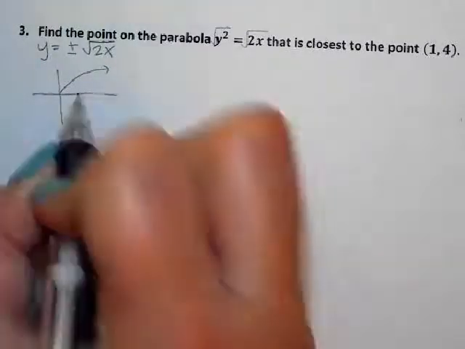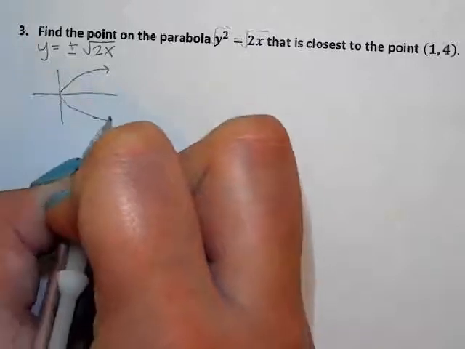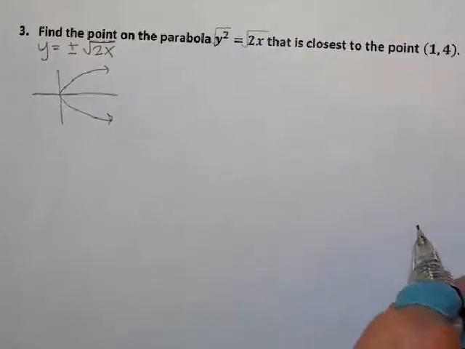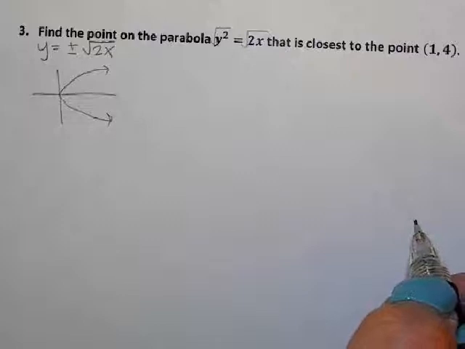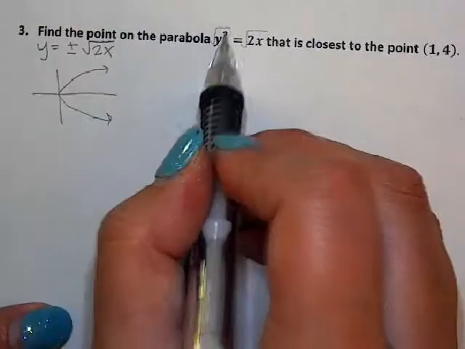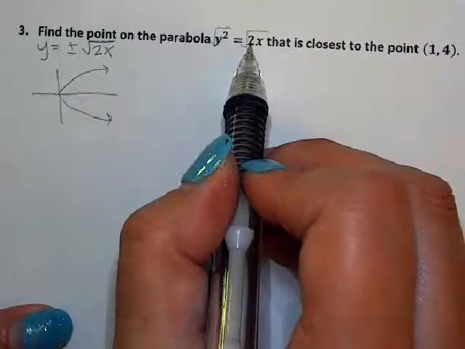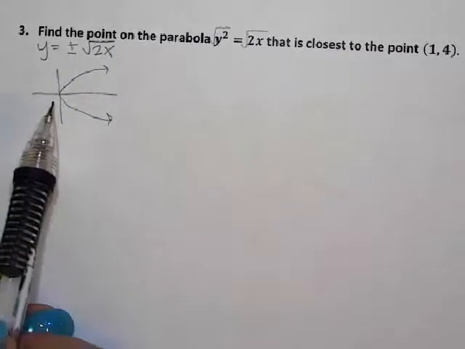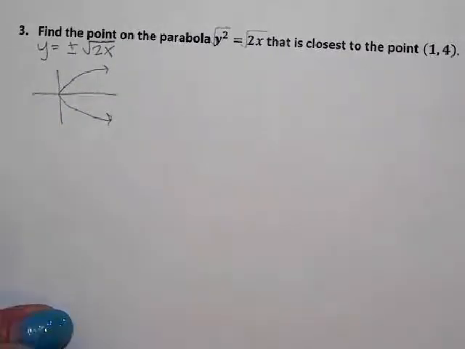So y squared equals 2x, and you might have remembered that a y squared graph is a sideways parabola, maybe from pre-calc. If it's y squared and the 2x is positive, that's a parabola that opens to the right. If that had been a negative 2x, it would open to the left. You might remember that from conics, directrix. Does that sound familiar? No? Okay. That's cool.